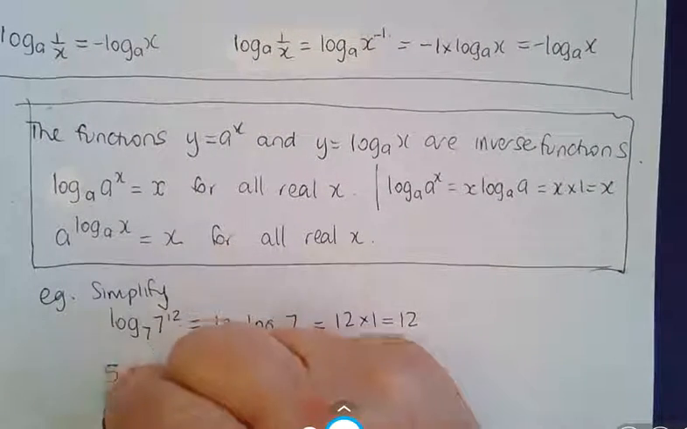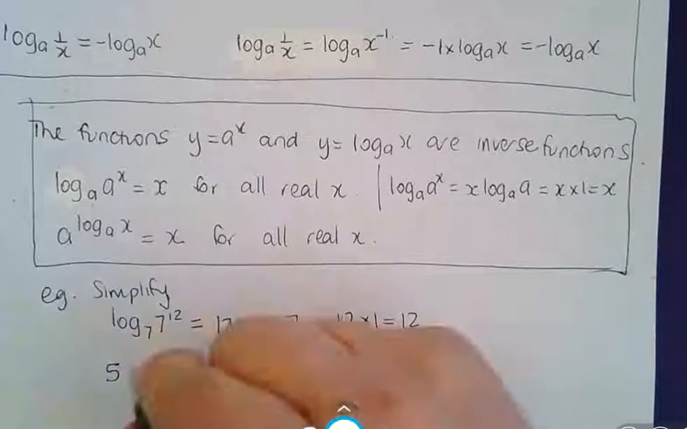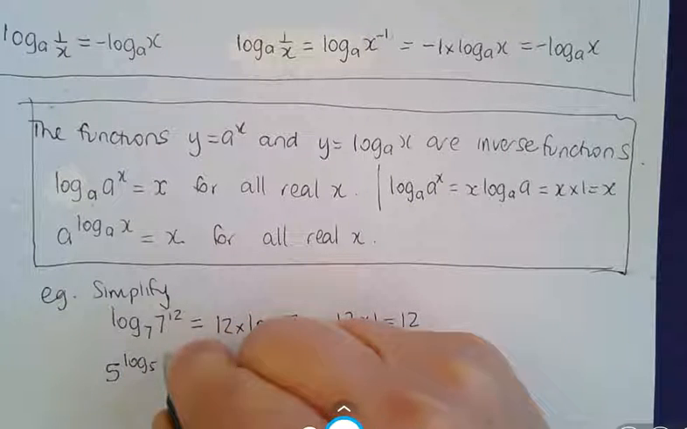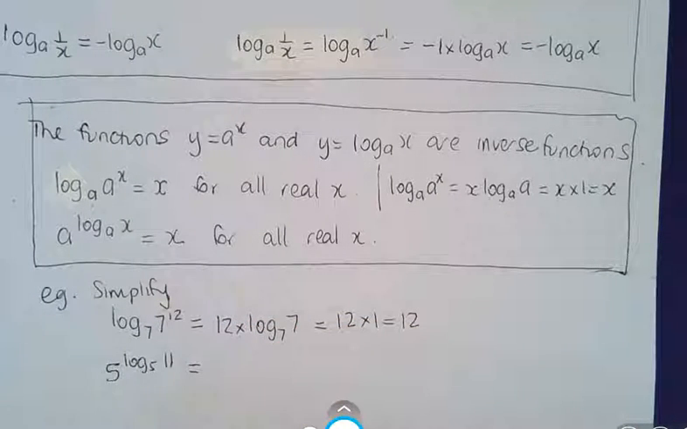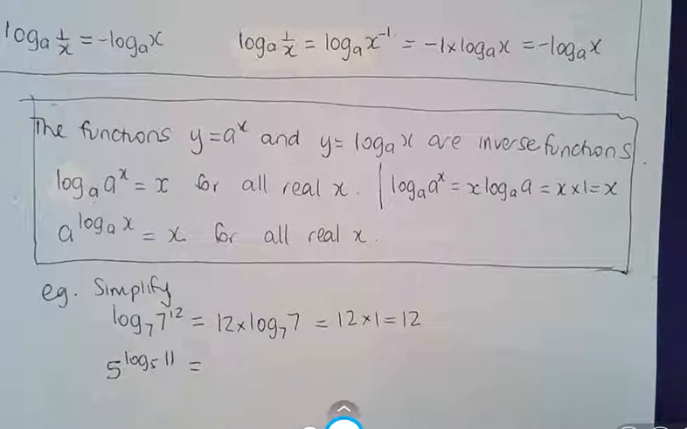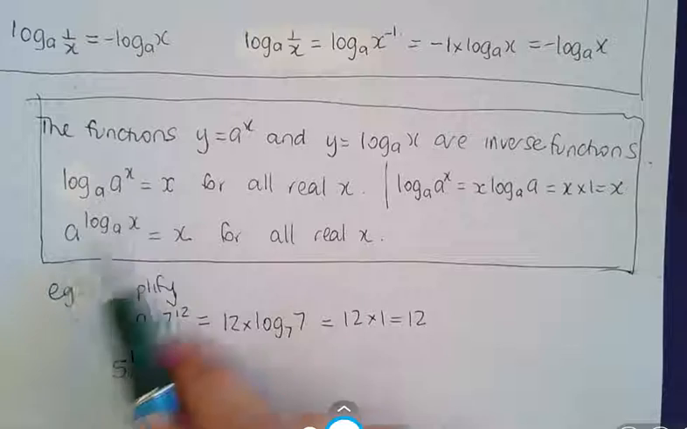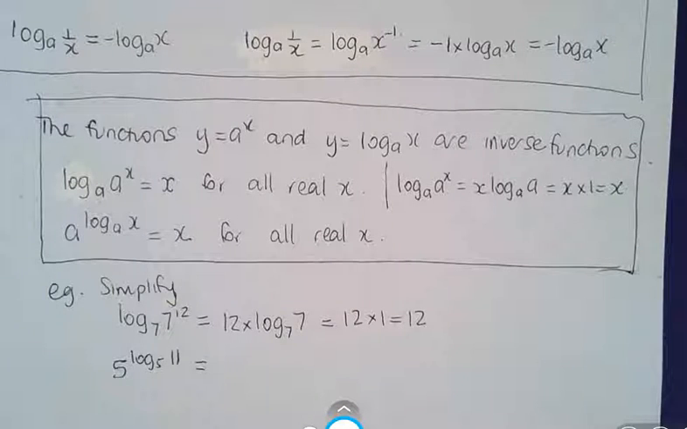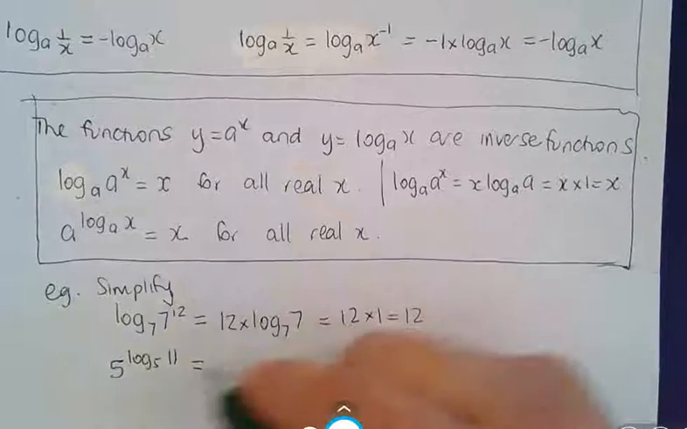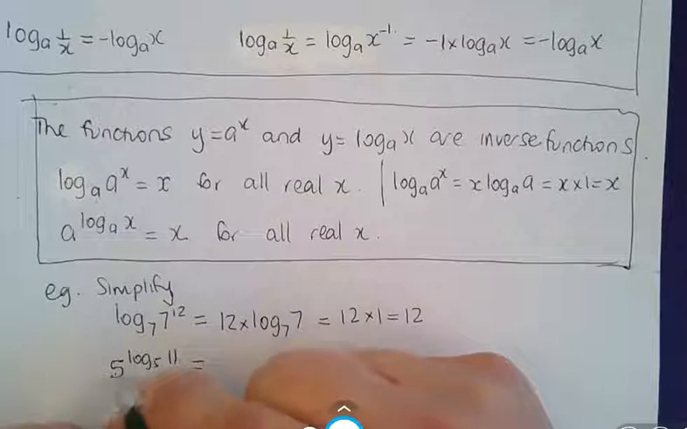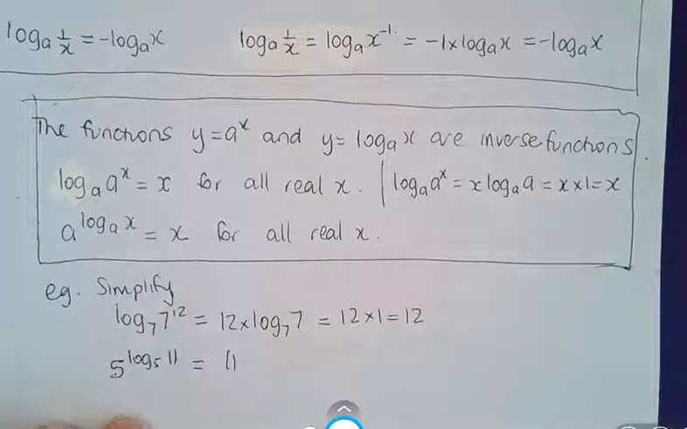Another one, 5 to the log to the base 5 of 11. The 5 and log to the base 5 go. And what are you left with? Just using that rule up here. Anyone? No, 5 to the log, that goes. You're just left with 11. Okay?